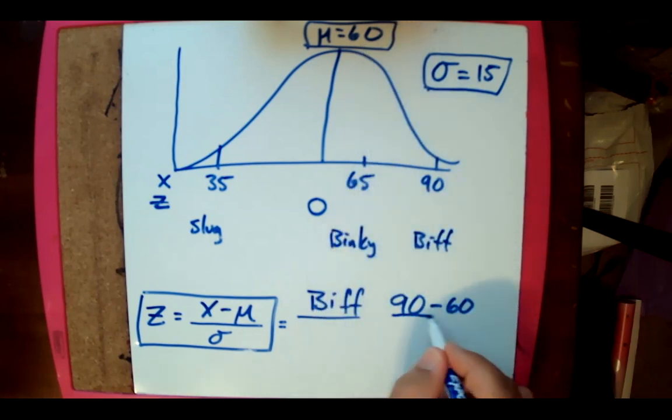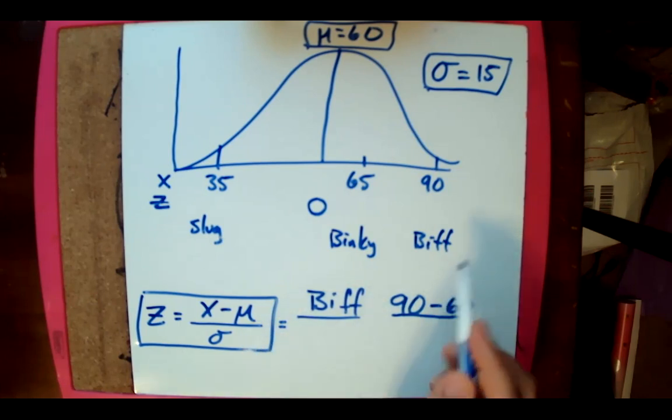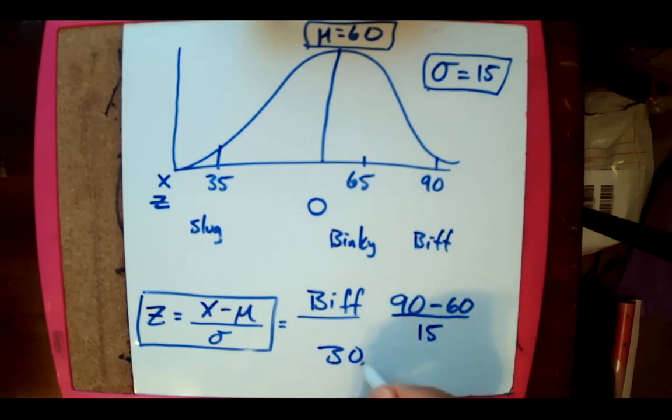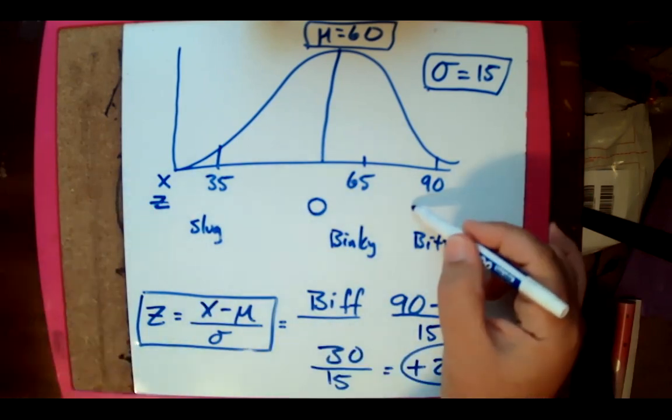So we have 90 subtract 60, and we're going to divide that by our standard deviation. Standard deviation is right here. It's 15. So this becomes pretty easy. If we break this down, that looks like 30 over 15. And what is 30 divided by 15? We get 2, but you should express it like this because it's a Z-score. It's plus 2.00.